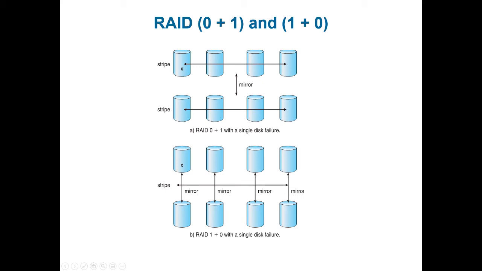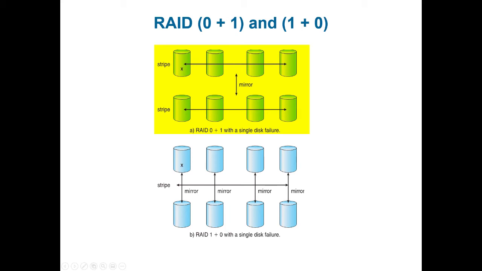RAID level 1 plus 0 mirrors disks in pairs, and then stripes the mirrored pairs. The storage capacity, performance, etc. are all the same, but there is an advantage to this approach in the event of multiple disk failures, as illustrated. In diagram A, the 8 disks have been divided into 2 sets of 4, each of which is striped, and then one stripe set is used to mirror the other set.